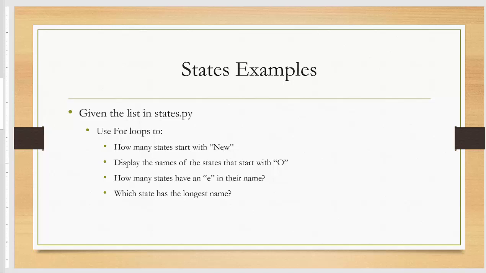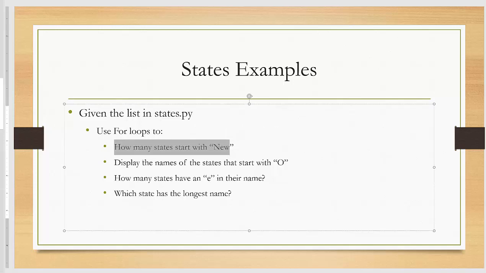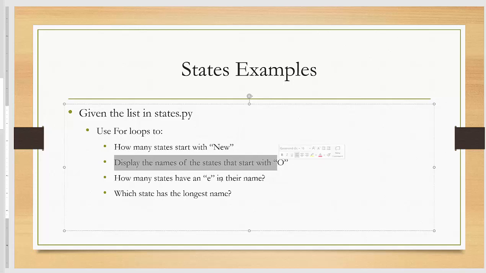Display the names of the states that start with an O. That's a search one. How many states have an E in their name? That's a search one. Which state has the longest name? That's a search one. Specifically, that's a max one. This is an accumulator. This is just print. This is an accumulator, and this is a max problem.